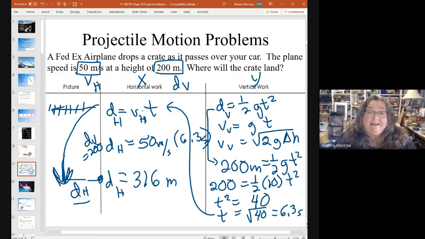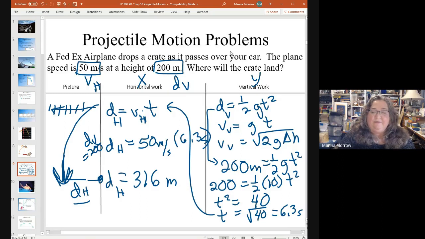Okay, so now we've got the distance that the plane traveled. All right, so that gives us our distance. Now, some other questions we could ask: what are the final velocities?